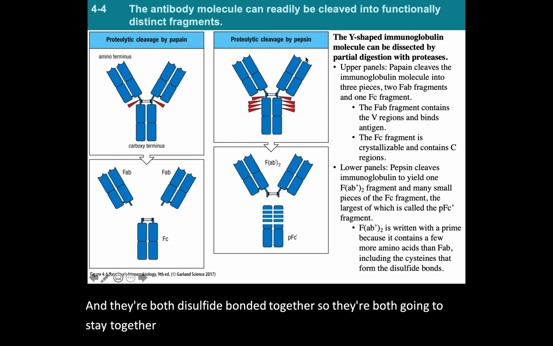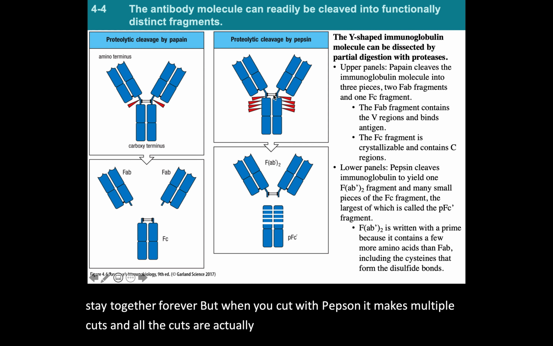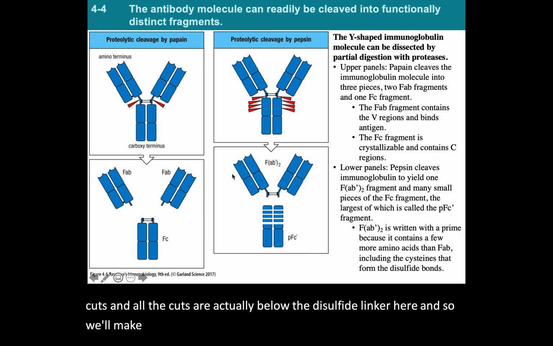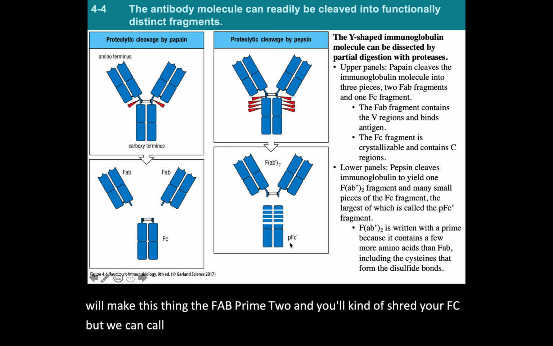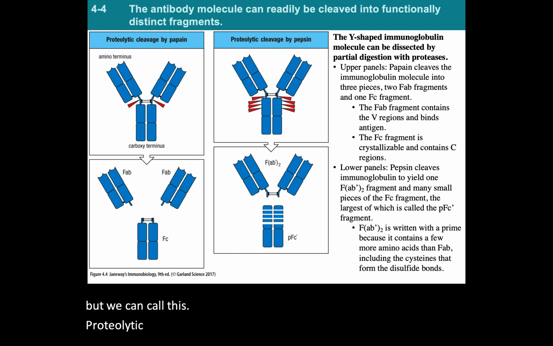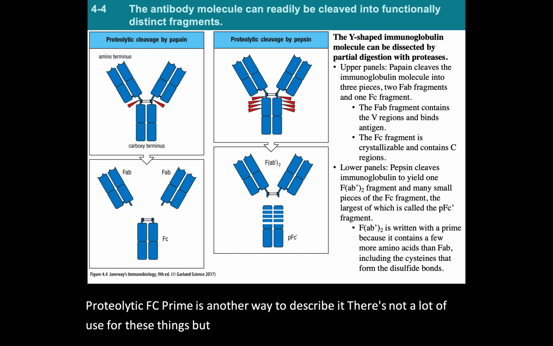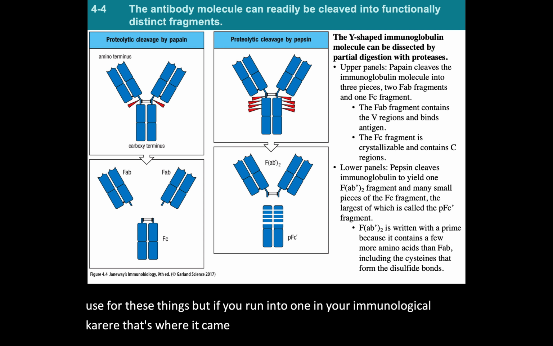But when you cut with pepsin, it makes multiple cuts. And all the cuts are actually below the disulfide linker here. And so you'll make this thing, the FAB prime 2, and you'll kind of shred your FC, but you can call this a proteolytic FC prime is another way to describe it. There's not a lot of use for these things, but if you run into one in your immunological career, that's where it came from, and just so you've seen it once.